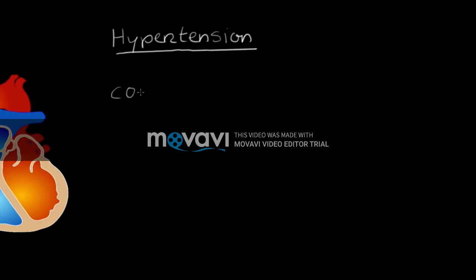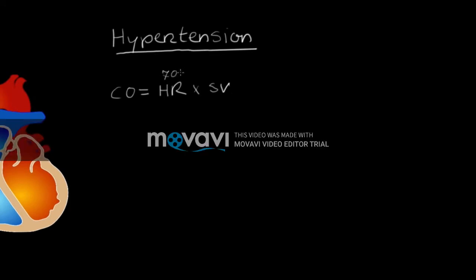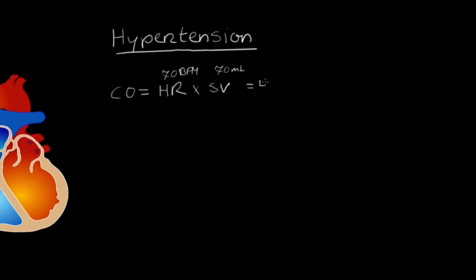And in order to calculate cardiac output, we need to take two factors into consideration. Number one, the heart rate. So that's the number of beats per minute. And we're going to multiply that by the stroke volume. That's the amount of blood that each ventricle is pumping with each contraction. So let's take some simple numbers here. Let's say I have 70 beats per minute, so 70 BPM, and I multiply that by 70 milliliters. I am going to get, let's say, 4.9 liters.